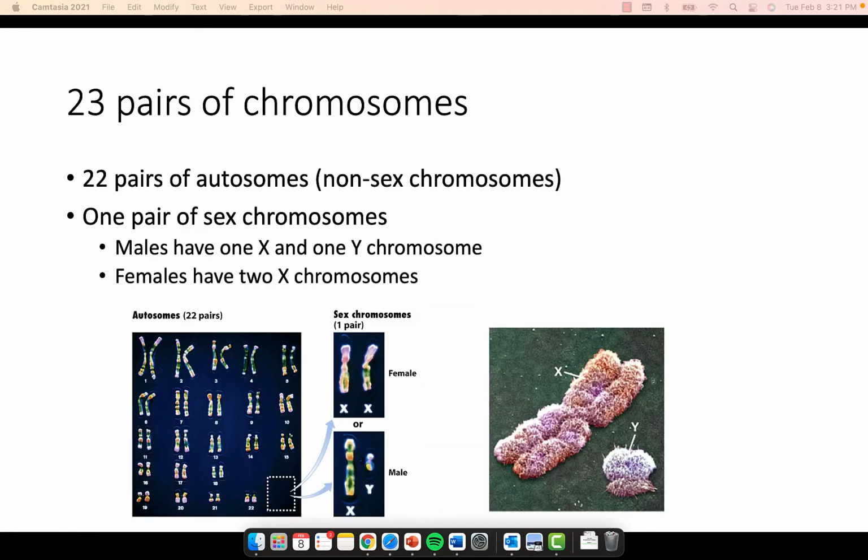So we have 23 pairs of chromosomes. There are 22 pairs of autosomes. These are non-sex chromosomes, so you can see those represented in this karyotype. These are all the different sister chromatids, okay? 22 pairs of those. And we have 1 pair of sex chromosomes. If you're a male, you have an X chromosome and a Y chromosome. If you're a female, you just have 2 copies of the X chromosome. And this is the basis for genetic variation, these different chromosomes coming together and exchanging genetic material throughout meiosis to form variations in genetics.